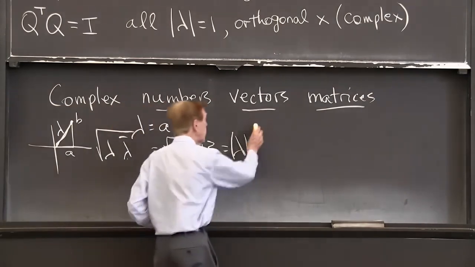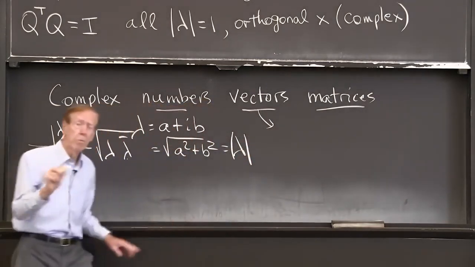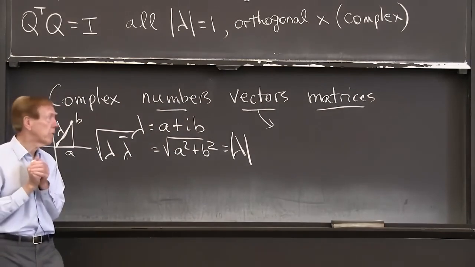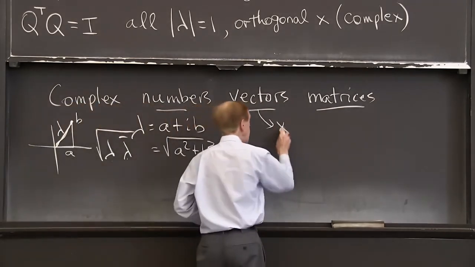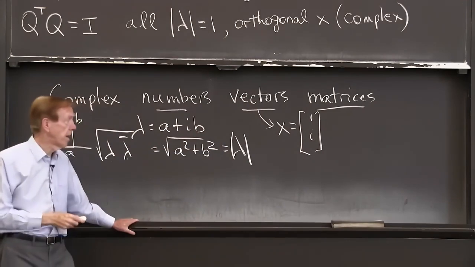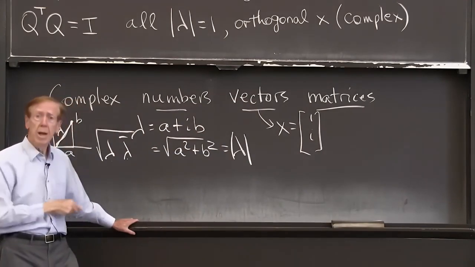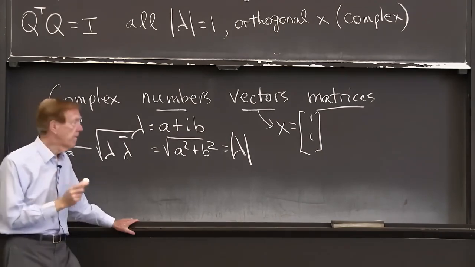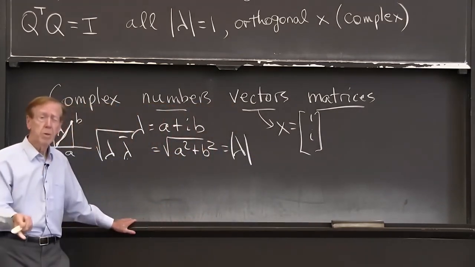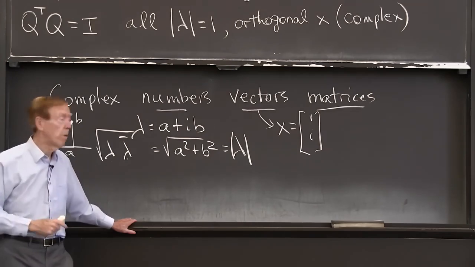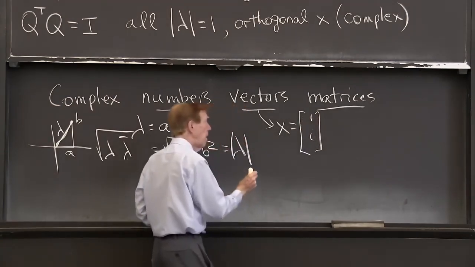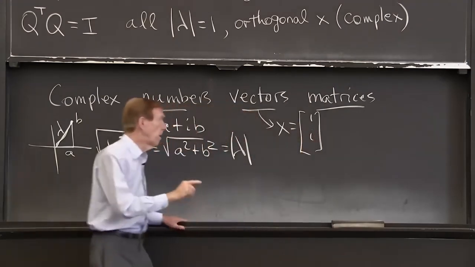Okay, what about complex vectors? What is the dot product? What is the correct x transpose x? Well, it's not x transpose x. Suppose x is the vector (1, i), as we saw that as an eigenvector. What's the length of that vector? The length of that vector is not 1 squared plus i squared. 1 squared plus i squared would be 1 plus minus 1, which would be 0. The length of that vector is the square root of the size of this squared plus the size of this squared.